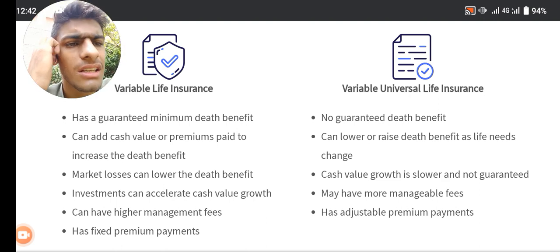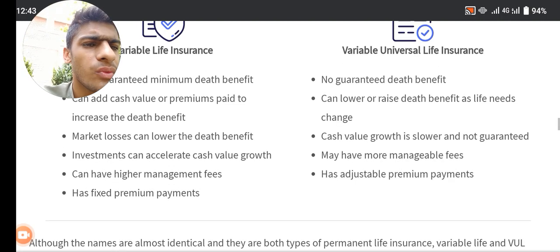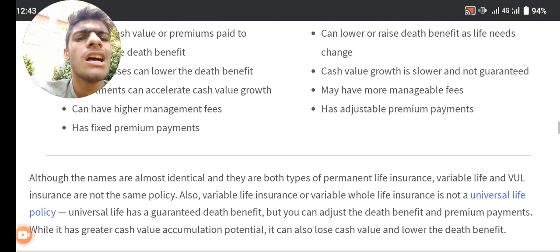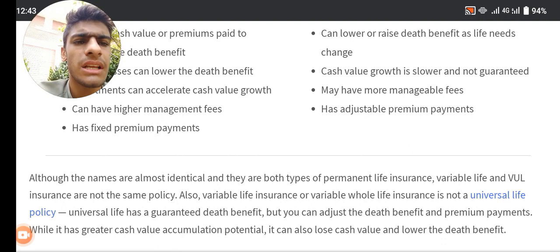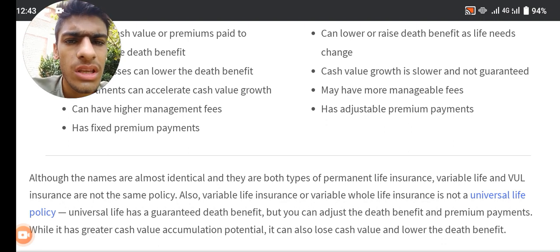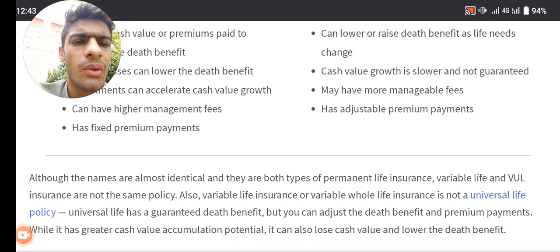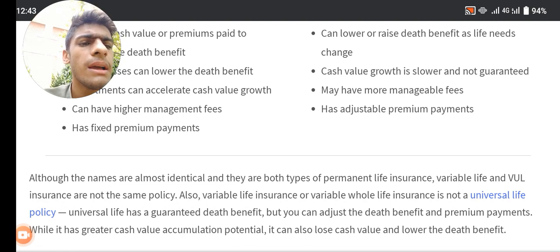There are also charges for the cost of insurance. Cash value growth is slow and is not guaranteed. Many of the fees are paid through the premium payment. These features exist in both types of insurance. Variable universal life insurance is not the same as whole life insurance. Variable whole life insurance is not the same either.